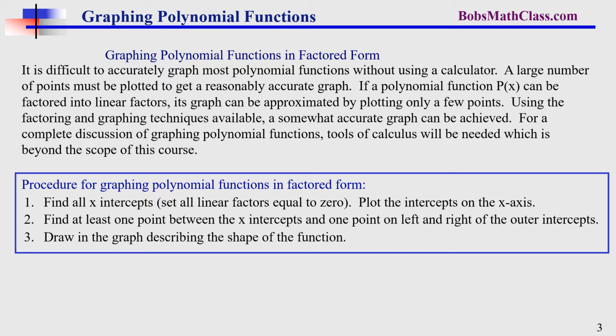Okay, number 2, we're going to find at least one point between the x-intercepts and one point on the left and right of the outer intercepts. And then after that, that's good enough. Then we're going to draw in our graph. All right, let's do it.